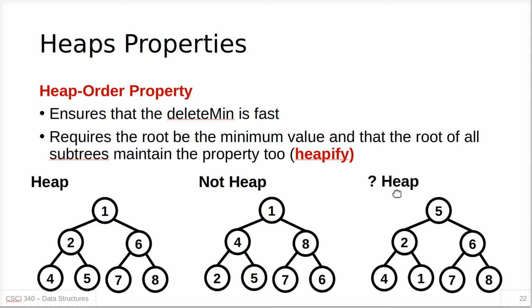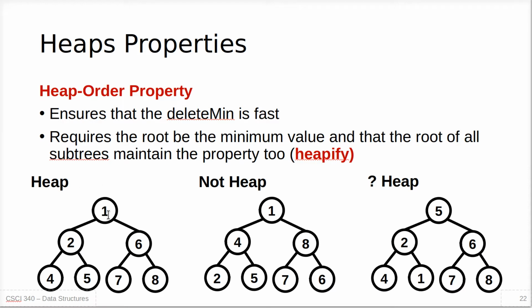So what is the ordering property? Okay, the goal is to make sure that delete min is always as fast as possible. And to make that happen, we want the root of the tree to be the smallest value. And the root of all subtrees have to maintain that property too. The algorithm that creates this is called heapify, all right? So this is a heap.